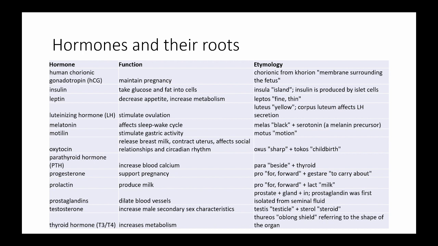Testosterone increases male secondary sex characteristics and comes from testes, meaning testicle, plus sterol, meaning steroid, referring to the chemical structure. Thyroid hormone, also called T3 and T4, increases metabolism. Comes from thureos, meaning oblong shield, which is referring to the shape of the thyroid gland.